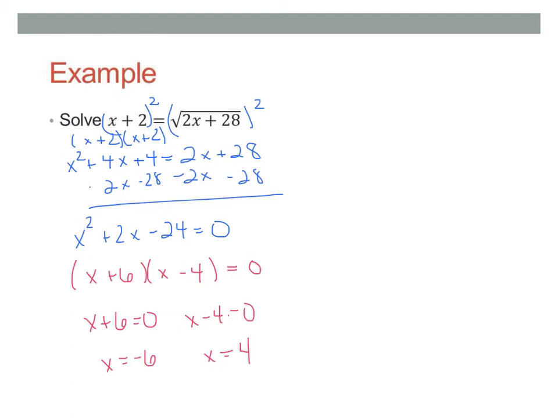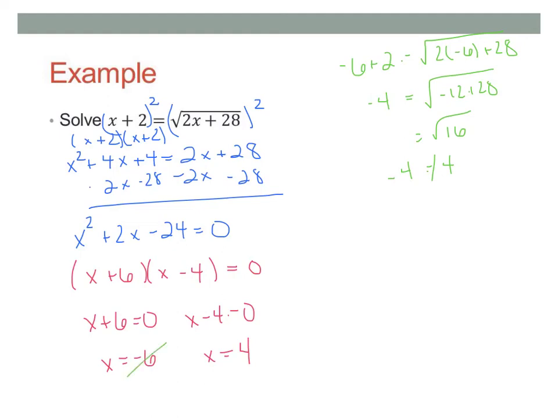And you can have two answers here. That is fine. But we need to make sure both of these answers work. So if we come back up to the beginning, we're just going to plug these in to check. So negative 6 plus 2 is the square root of 2 times negative 6 plus 28. So there's negative 4 equals square root of negative 12 plus 28, which is going to be 16, which is going to be 4. So does that work? It does not. So negative 6 did not work.